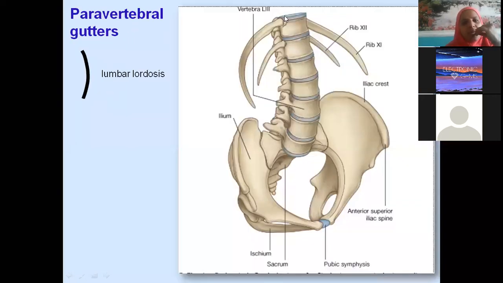Okay, beta. So now see here, paravertebral gutter. This word I told you when I was discussing peritoneum. Do you remember? See, this is lumbar vertebrae, isn't it? This is sacrum. On either side of the lumbar vertebra, actually, we call it the paravertebral gutter. Gutter means depression. Okay.